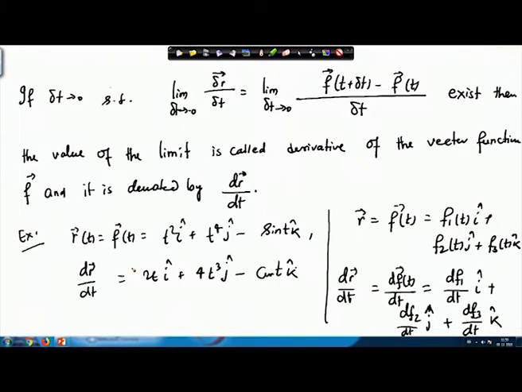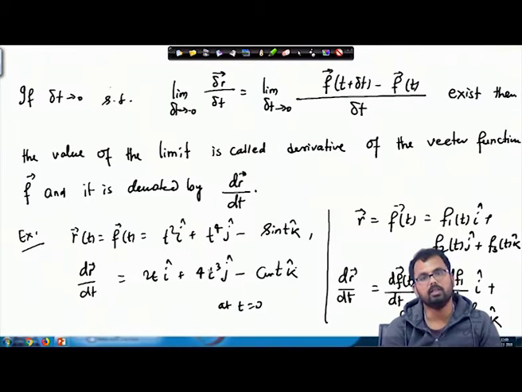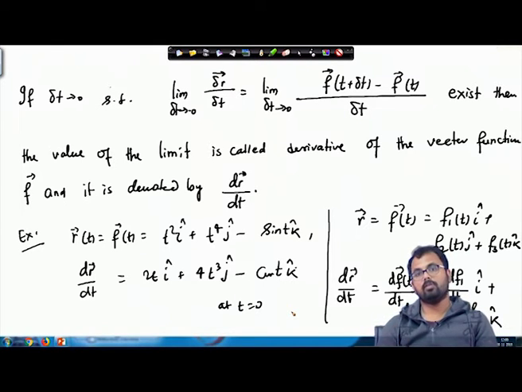We differentiate every component, and if any one of the components does not exist at a given point, then the vector function is not differentiable. Suppose we are evaluating the differentiability at t equals 0, and instead of t to the power 4, we have 1 by t. Then, of course, the second component is not differentiable, and therefore the overall vector function would not be differentiable. So, if we want to talk about the differentiability of the vector function, we have to talk about the differentiability of each individual scalar function involved in that vector function. That is how we define the differentiability of a vector function.